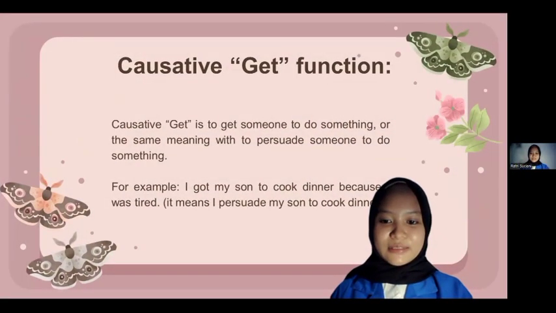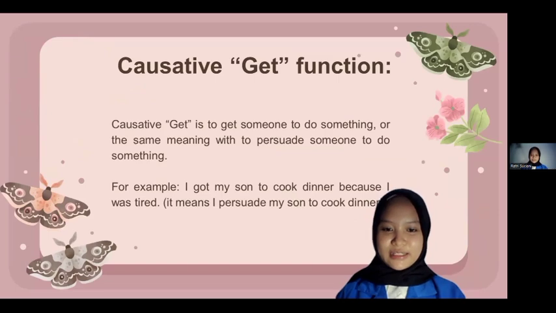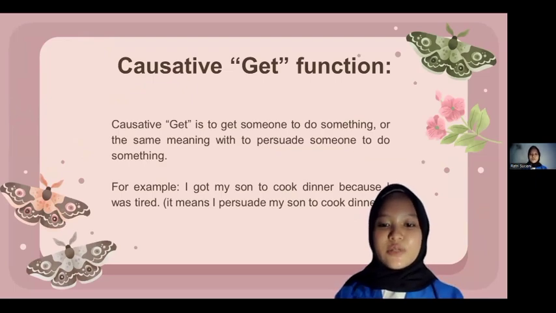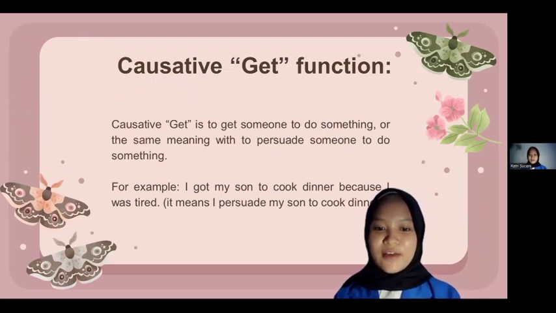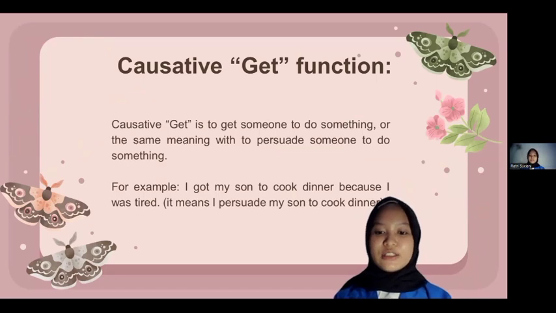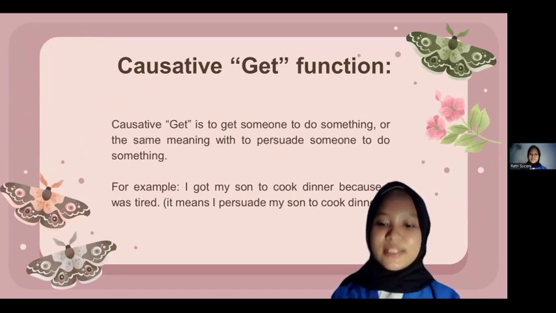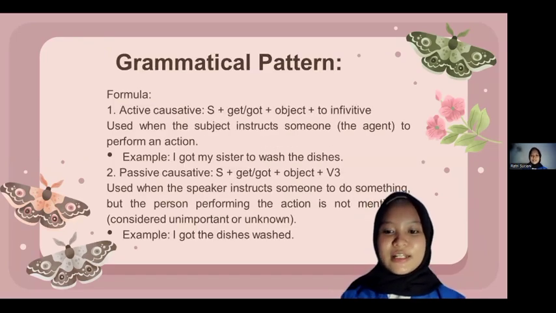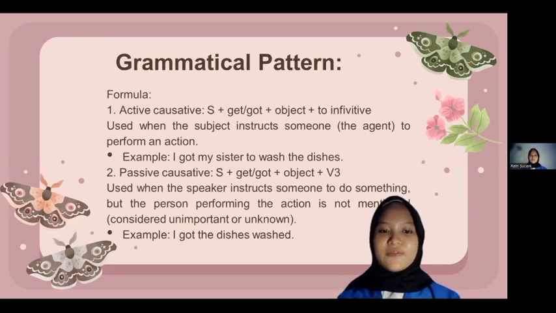The first material is causative get. What is causative get? Causative get is to get someone to do something, or the same meaning as to persuade someone to do something. For example, I get my sons to cook dinner because I was tired. It means I persuade my sons to cook the dinner. So this is the grammatical pattern. I have 2 points that I want to explain.